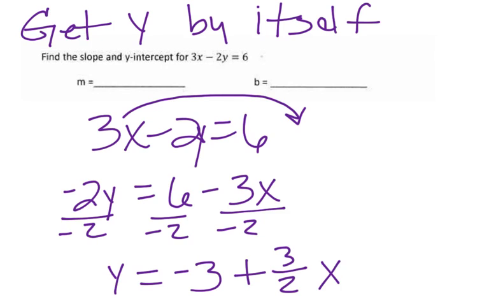Something interesting here is that your x is at the end, so don't let that confuse you. Slope, or m, is still the number with x, so it is 3/2. Y-intercept is the constant, -3.